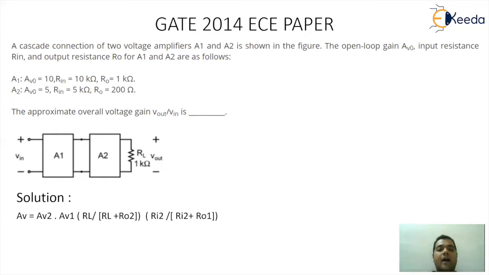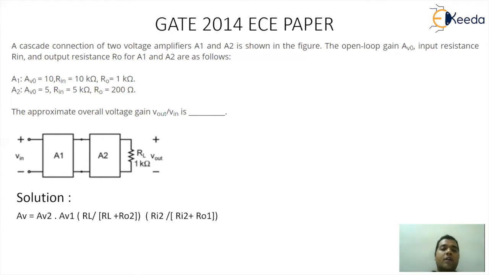into a factor R_L upon R_L plus R_O2 and into another factor R_i2 upon R_i2 plus R_o1. Now these factors are coming into picture all because when we talk about the output value V_out, the V_out basically is the value across the load. And for the second amplifier, the voltage source at the output end is going to be A_V2 into the input value. So A_V2 into the input value multiplied by R_L upon R_O2 plus R_L will give me the value of V_out. And the input value is going to be V_i2.